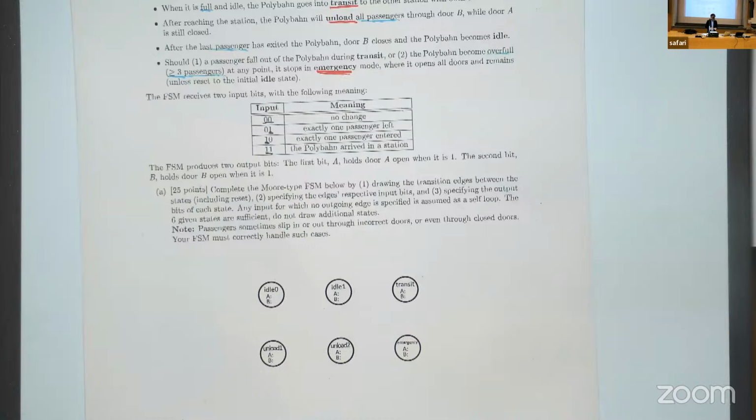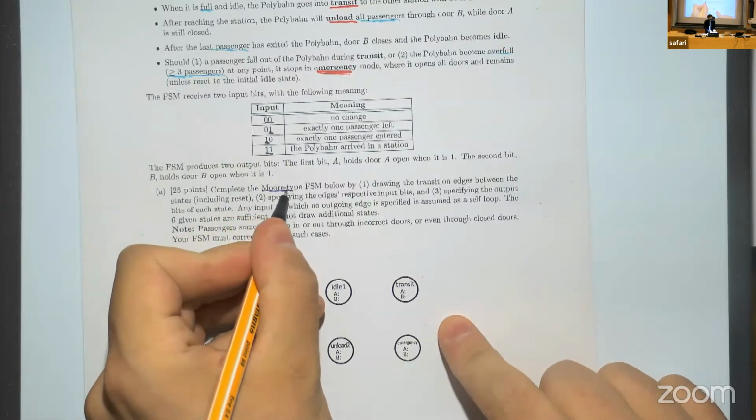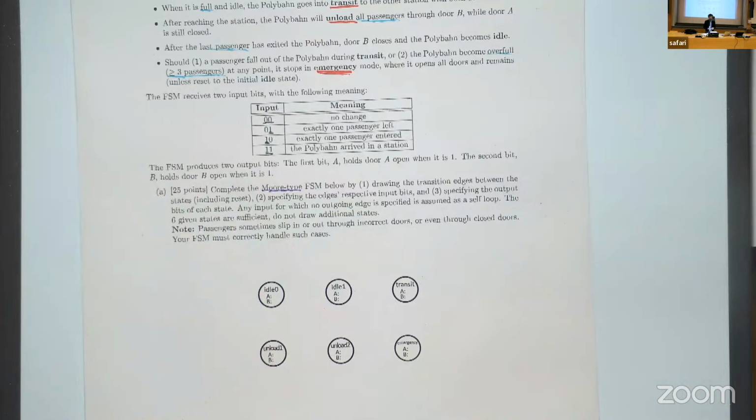Okay, so let's draw the FSM. You're asked in sub-question A to draw a Moore type FSM. So again, it's one of the places where you should be extra careful in reading, right? Check if it's Moore type or Mealy type. So Moore type FSM means there are some hints in that exercise, I guess in case you forgot, but the outputs are basically given at the states, right? Not at the edges.